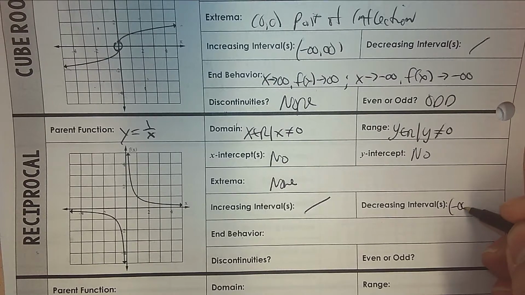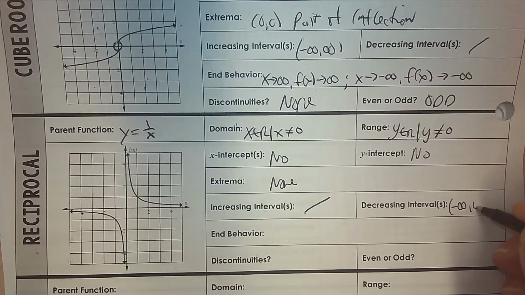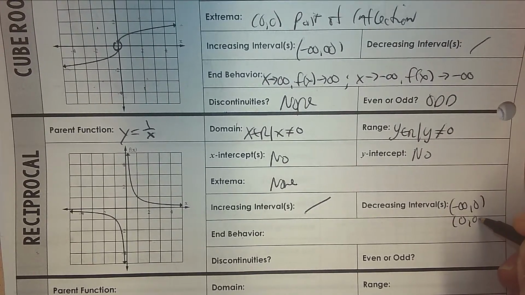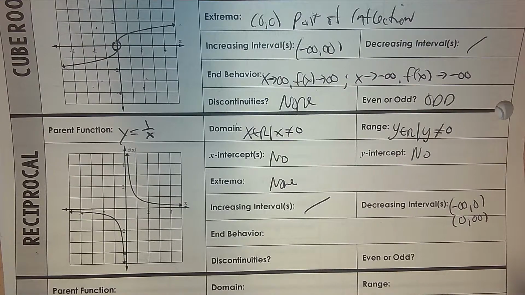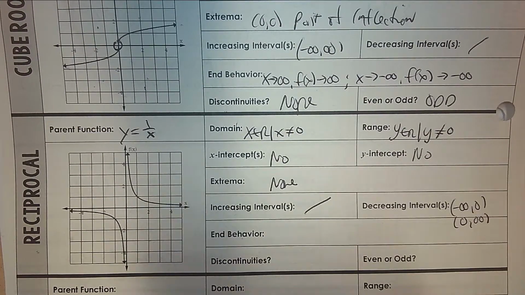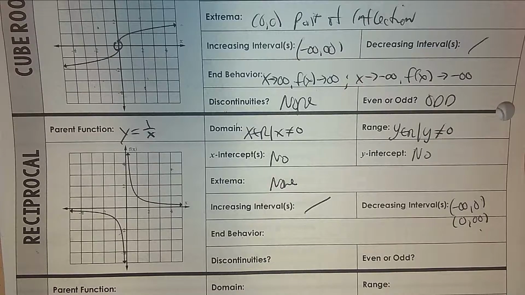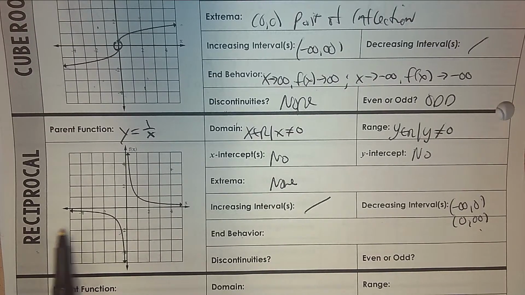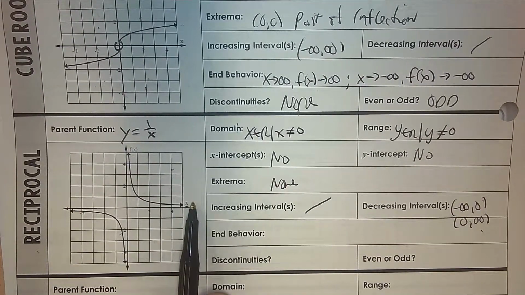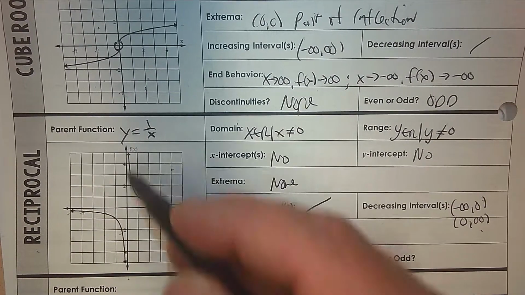So the whole function is decreasing. And then technically we would separate it at 0 because it's not continuous there. So we have two pieces, two intervals: from negative infinity to 0 and from 0 to infinity, both are going down left to right.